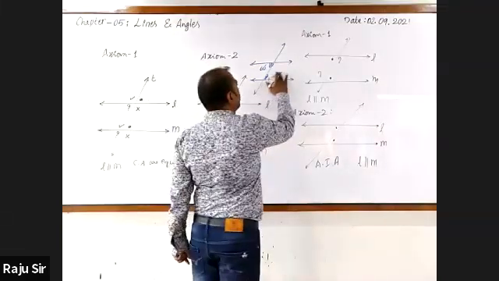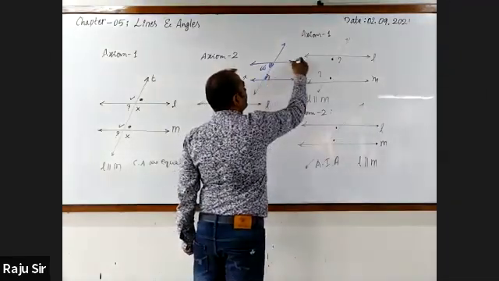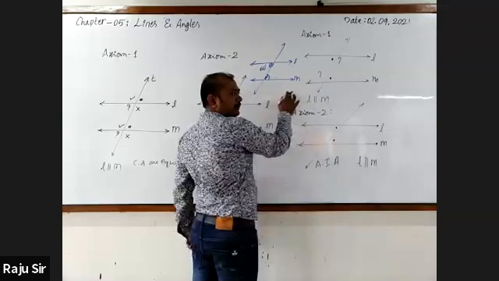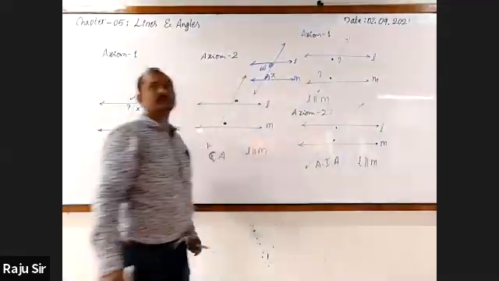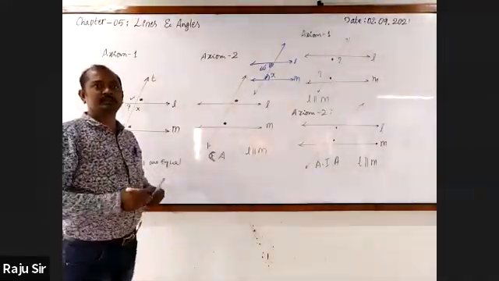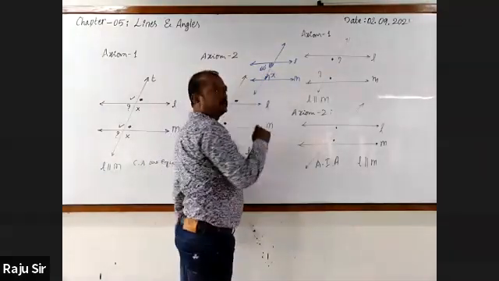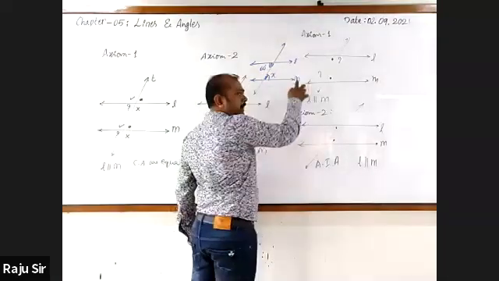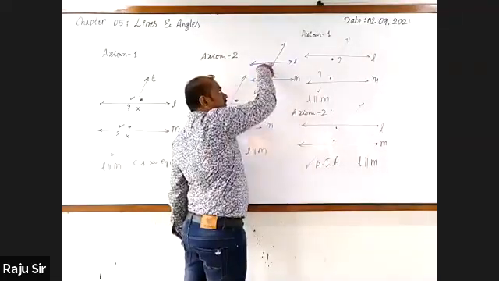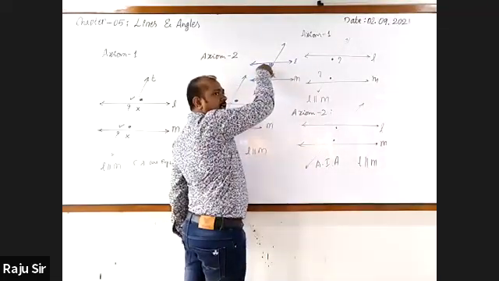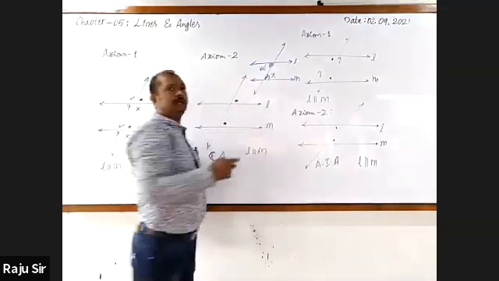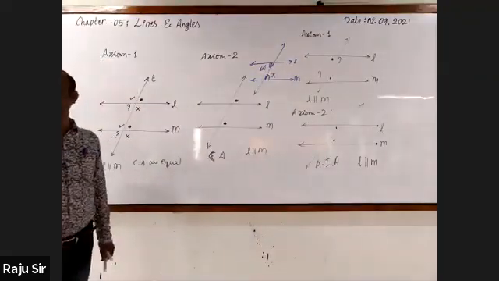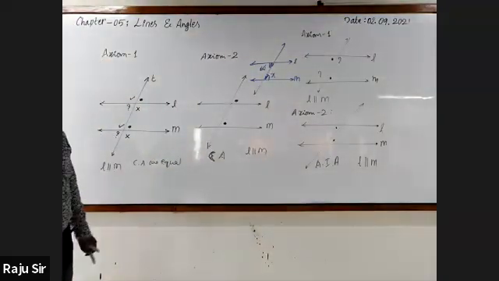Now, L and M are parallel. What is the value of x? 60 degrees. Because alternate interior angles of parallel lines L and M are equal. Its x value will be 60. Clear? Equal to L. Alternate angle.